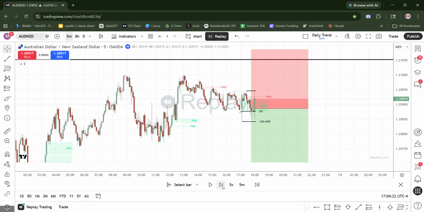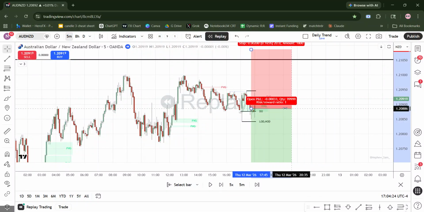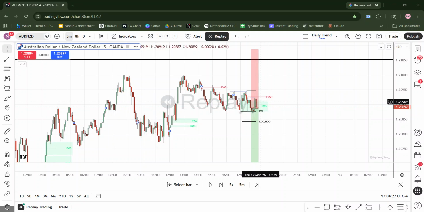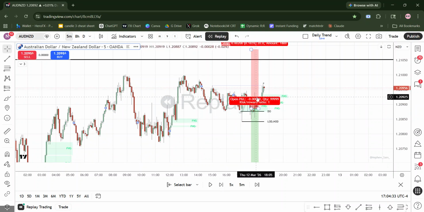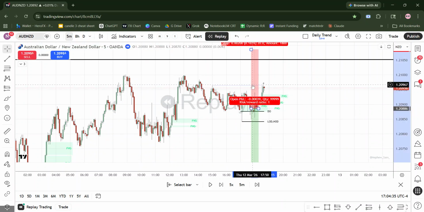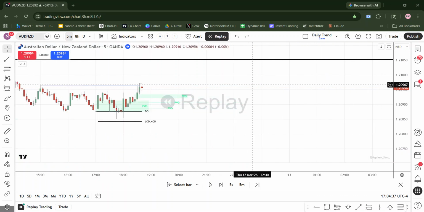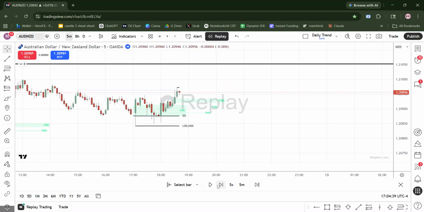Okay, I got another fair value gap. Okay, that looks good. Let me make this a little skinnier. Now the second fair value gap got taken. And then see that one gets taken as well. Okay, so at that point, you get out, right? So then you wait for the next bearish fair value gap. So let's see if we get one.